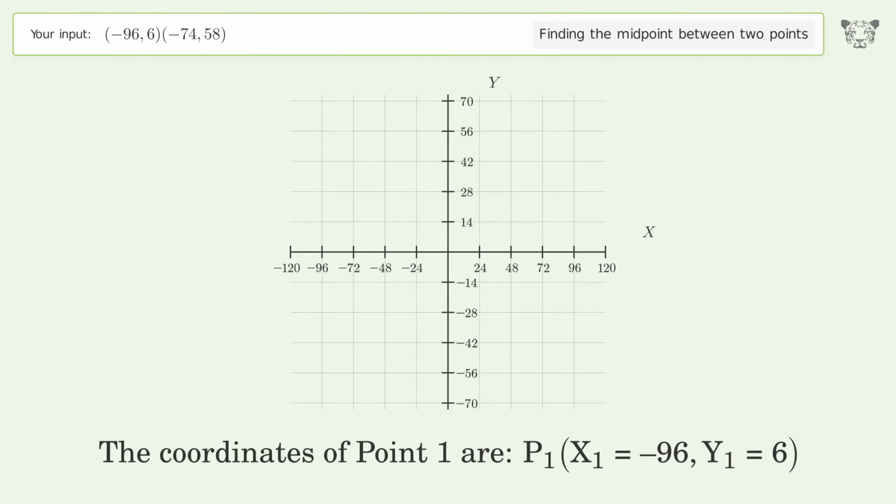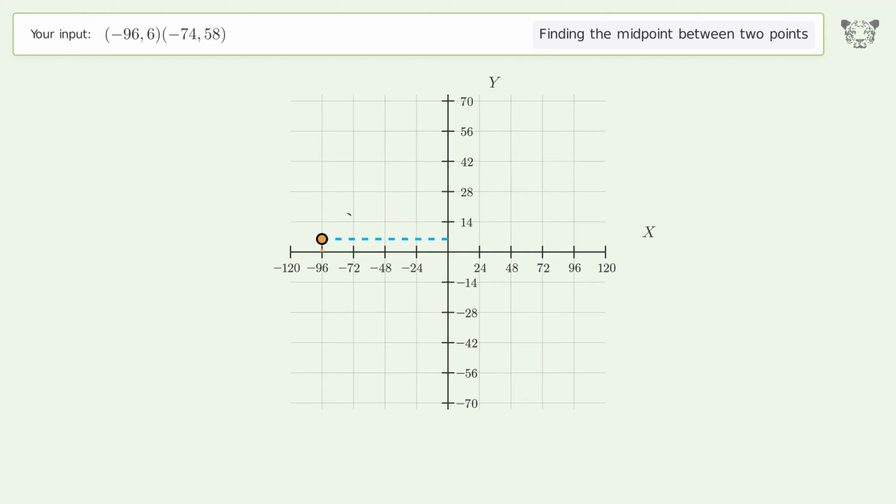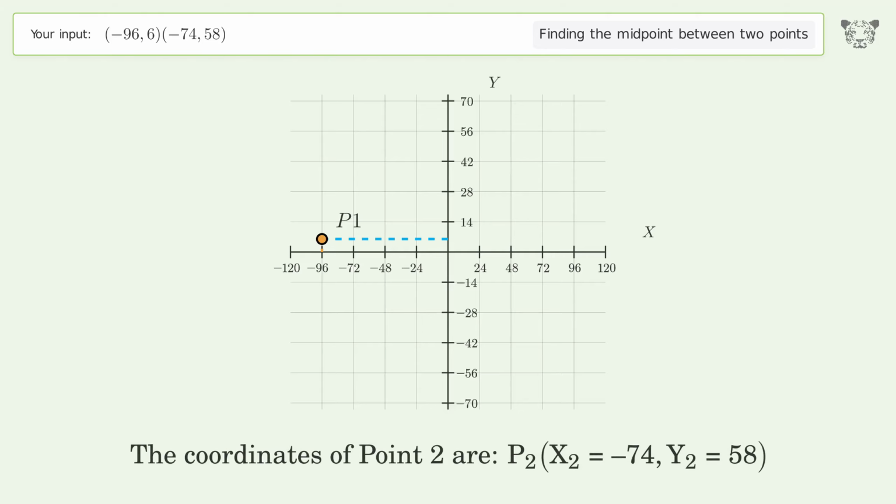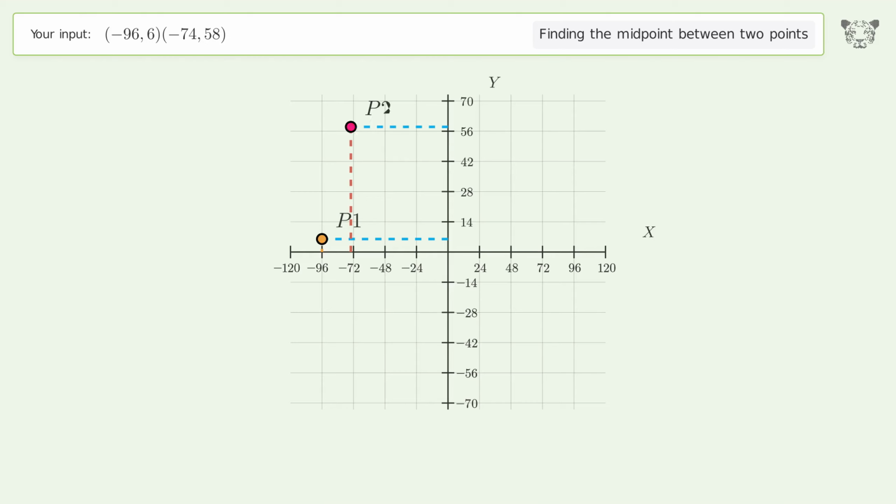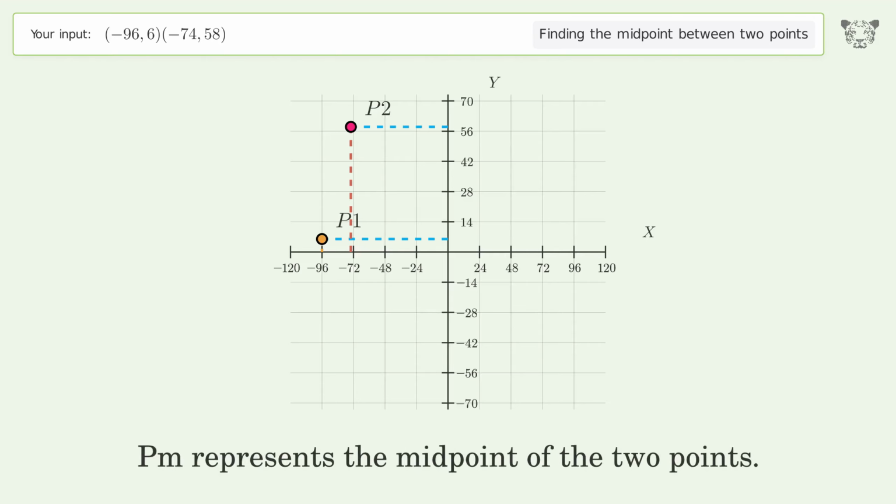The coordinates of point 1 are, x1 equals -96, y1 equals 6. The coordinates of point 2 are, x2 equals -74, y2 equals 58. PM represents the midpoint of the 2 points.